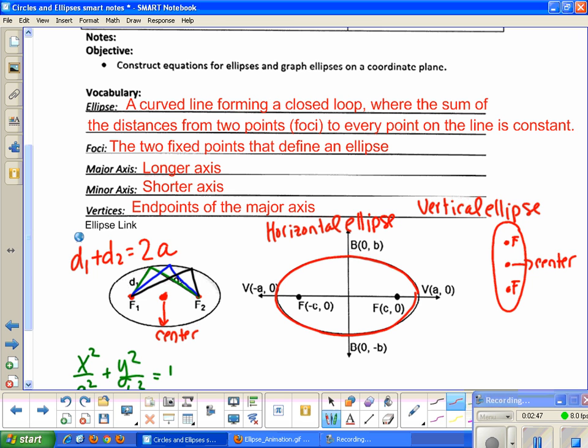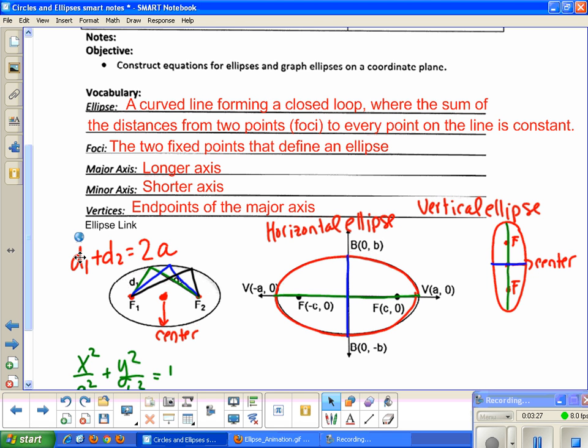This one's called horizontal because the length of the major axis, which is this right here, is longer than the length of the minor axis, which is on the y. Because the major axis length is longer on the x, that's why it's called a horizontal ellipse. And over here, this would be the major axis because that distance is bigger than this distance. That's why it's called a vertical ellipse. So the major axis would be the one in green for the vertical ellipse, and the blue would be the minor axis. The major axis is always the longer axis, the minor axis is always the shorter axis.